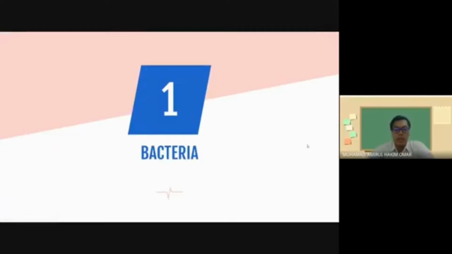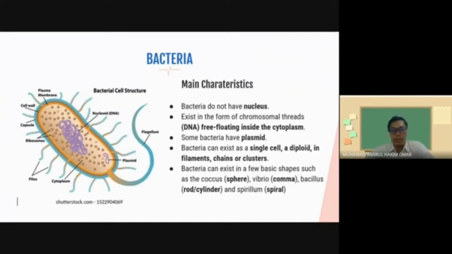So now we proceed to the first type of microorganism, which is bacteria. Bacteria do not have a nucleus due to the lack of nuclear membranes. Their genetic material exists in the form of a circular chromosome, DNA. It is free-floating inside the cytoplasm. This is also known as the nucleoid.